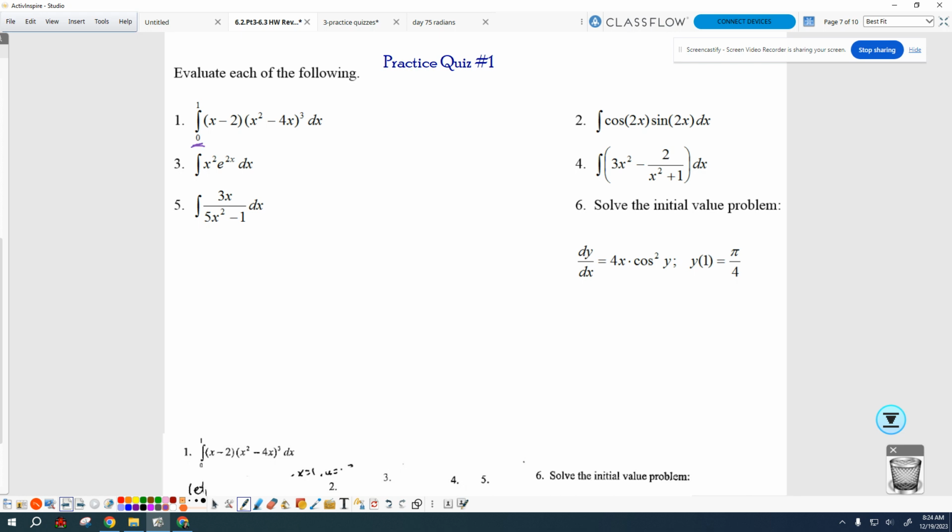Definite integral and u substitution. Integration by parts, regular u substitution, trig, regular power rule, and arc trig, and then an initial value problem.